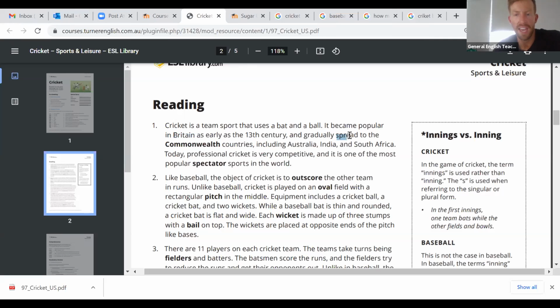And it's spread. So guys, spread is a verb meaning that the information just goes out. You know what you do when you eat toast in the morning? You spread butter. You start with a small piece, you get a knife and you spread it. So you can do that with information as well. So spread means that it started in England and then it went out. That's spread.